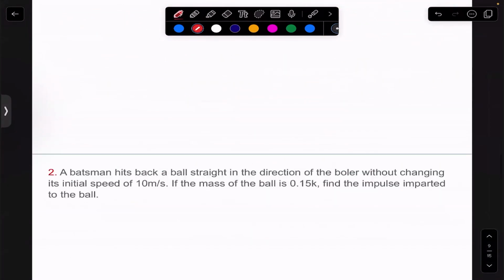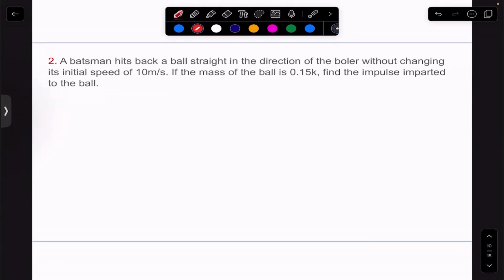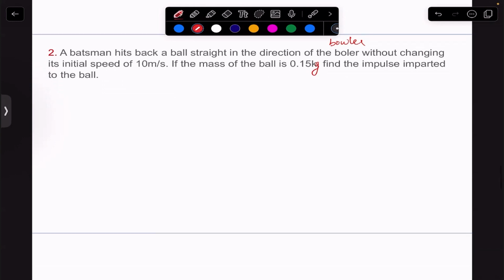Now, another question is this. A batsman hits back a ball straight in the direction of the bowler, B-O-W-L-E-R, without changing its initial speed of 10 meters per second. If the mass of the ball is 0.15 kilogram, find the impulse imparted to the ball.